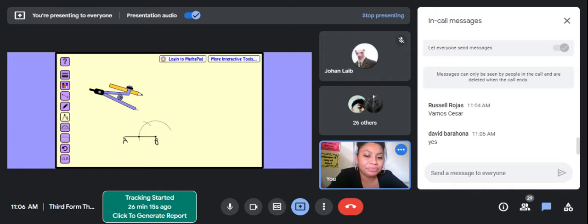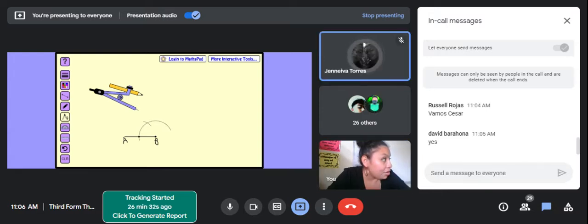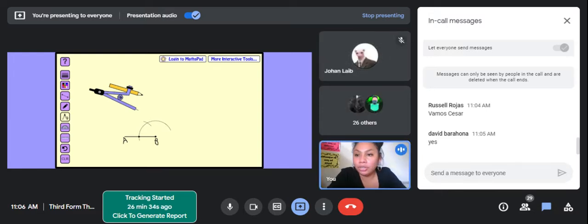Everybody has that? Yes, yes. This is a 60-degree angle. If you had watched the video, you would have known that this is how we draw a 60-degree angle. But I want how much? 120. Very good.